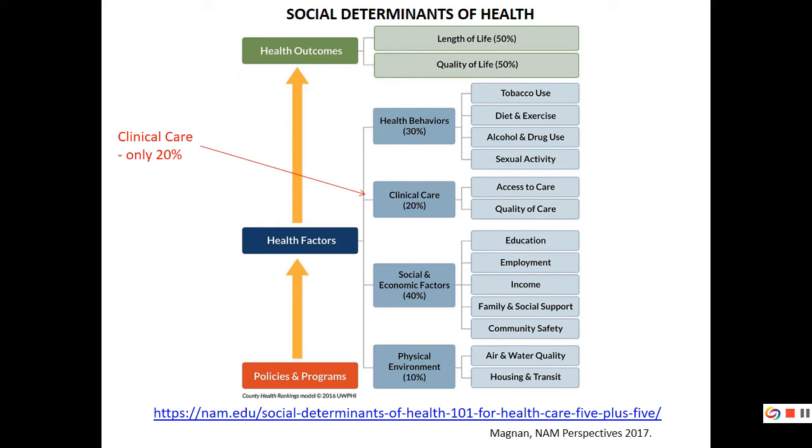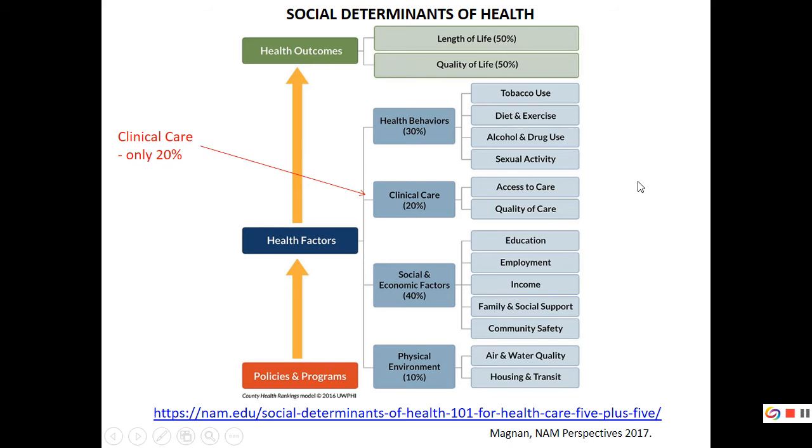Things like education. Do you have a job? Do you have a good family support structure? What's your community like? And then their physical environment, air and water quality, housing and transit. So when you look at politicians that don't want to support clean air and healthy water, that's ludicrous. One of the top, probably the main medical breakthrough in the history of humankind is the ability to have clean drinking water. Just ask the people in Flint, Michigan.